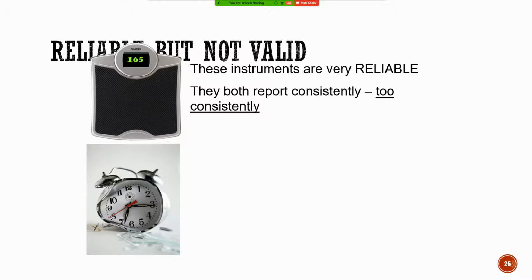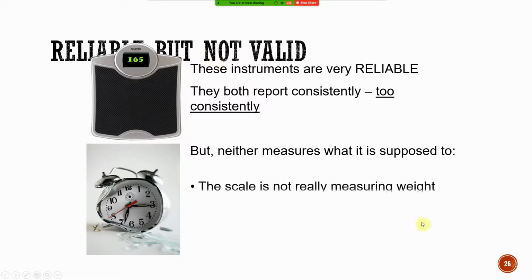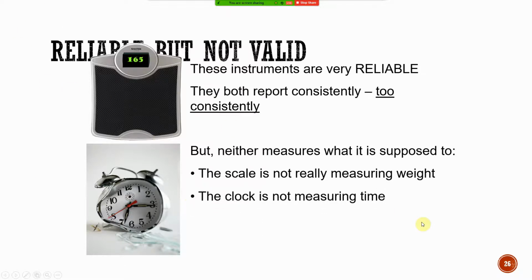So something might be reliable but not valid. But they are not measuring what they are supposed to measure. This clock is not showing the right time, and this weight machine is not showing the right weight. So the scale is not measuring weight, the clock is not measuring time, they are not valid.